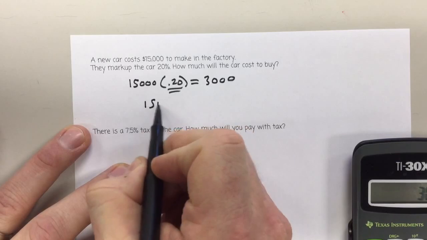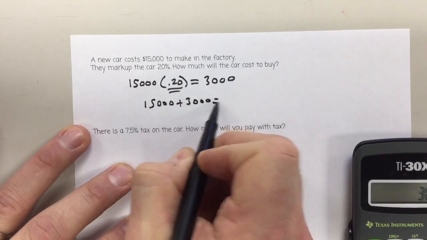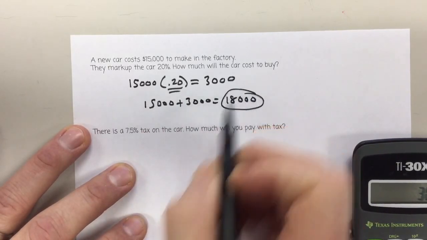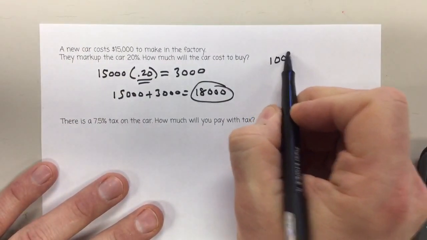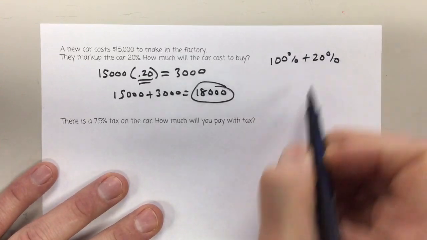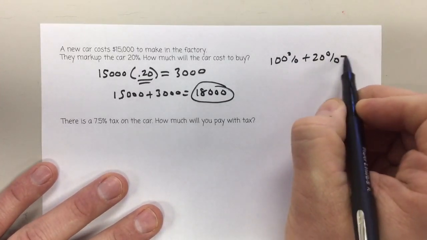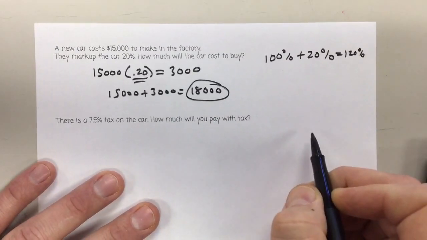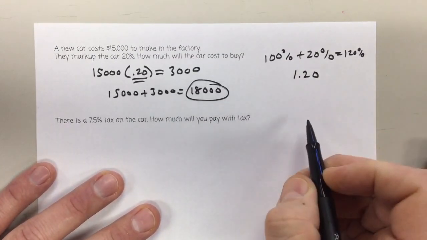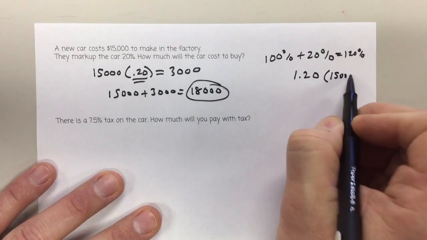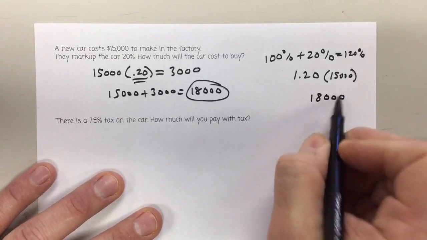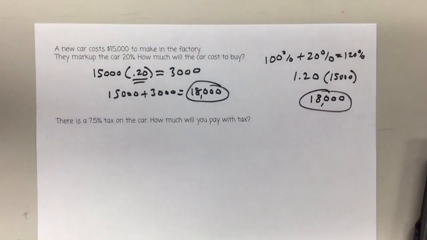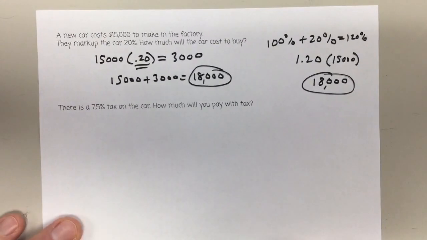So you're going to end up paying $15,000 plus $3,000, which is $18,000. Or we could do it the other way and say we're going to pay 100% of the cost plus the additional 20% markup, which is 120% of the cost. Turn 120% into a decimal, it's 1.20, and multiply it by the $15,000 the car costs. When you do that, you automatically jump to the $18,000 cost. Again, it's your choice which method you use.